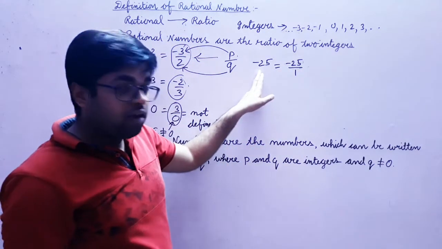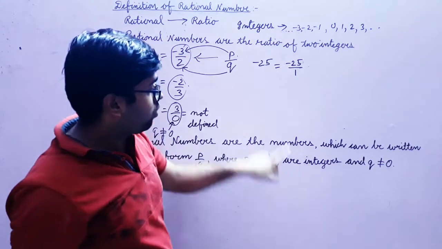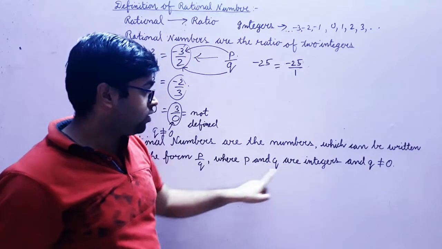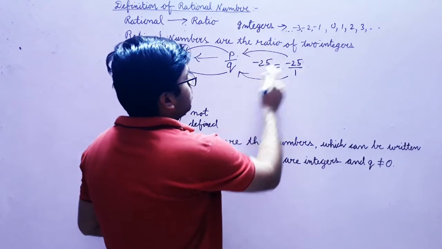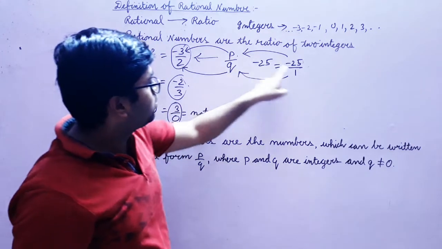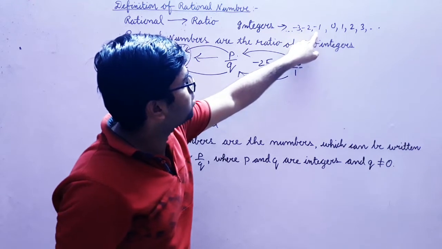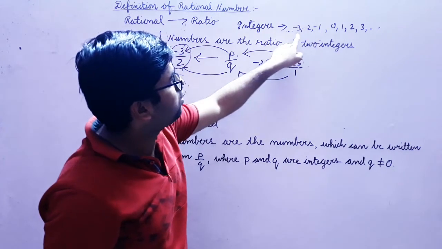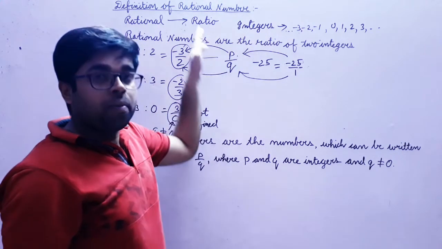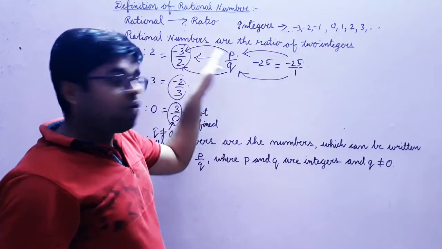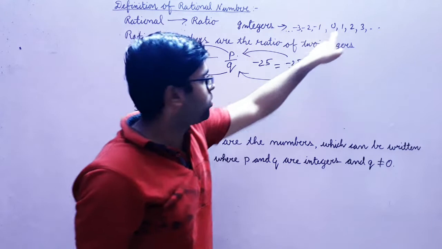So now we see we have written -25 in the form p by q, where p and q are integers. Are p and q here integers? p is the upper number and q is the number written downside. Is p, -25, an integer? Yes, it is. When we extend the list of integers on the negative side, after -3 you get -4, then -5, -6 and so on. If you keep going on, you'll get -25. So -25 is an integer, and 1 is also an integer.